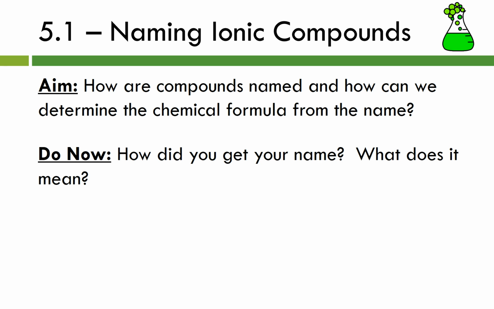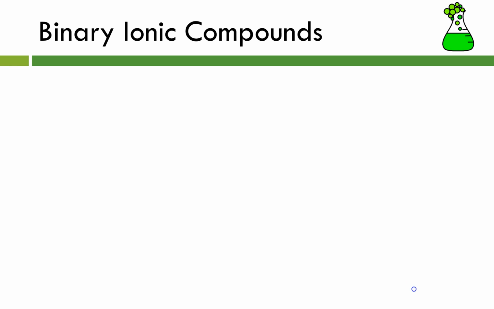Today we're going to discuss how compounds are named and how you can determine the chemical formula when you're given the name. In class we started off with this do now. How did you get your name? What does it mean? Some of your classmates had some interesting stories about the significance of their name and why they were named that. And we're going to try to make some connections between the meaning of your own name, if there is one, and different names of ionic compounds.